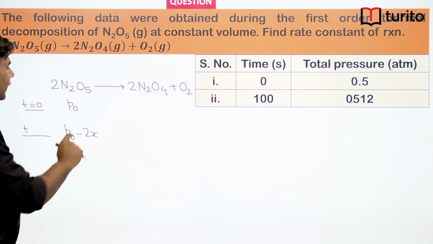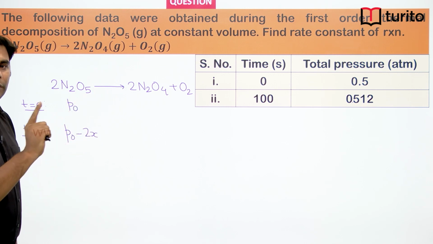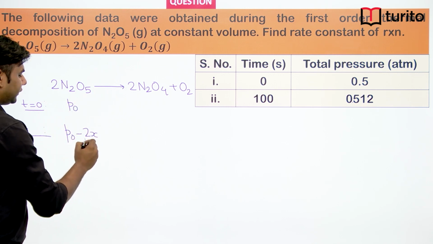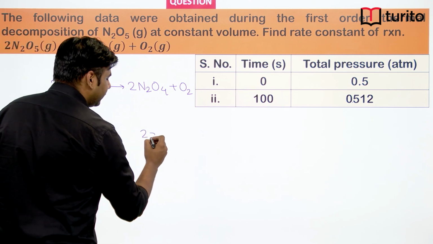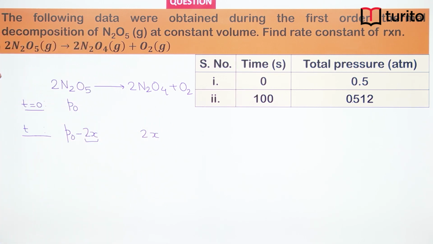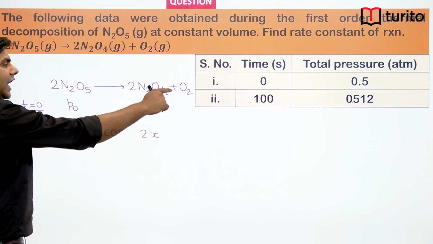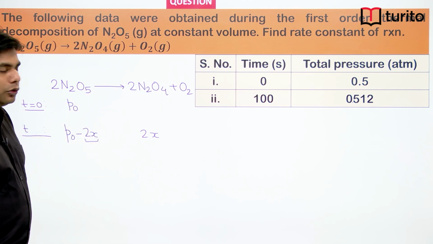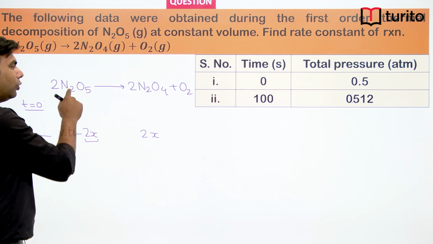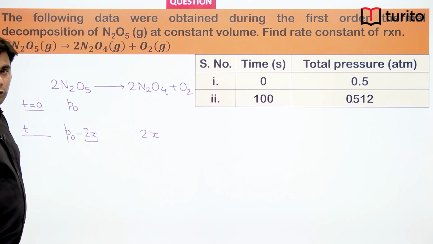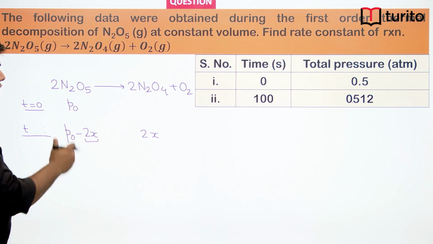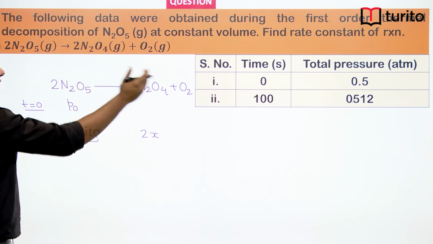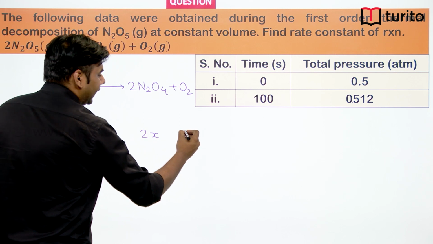So 1 mole of N2O5 will be forming 1 mole of N2O4. So the 2x pressure which is reacting would form 2x pressure of N2O4. 2 moles of N2O5 on reaction is giving us 1 mole of O2. So we know that 1 mole of N2O5 on reaction would give half a mole of O2, and we know that 2x pressure has reacted. So 2x pressure would give, 1 is giving half, so 2x would give x.